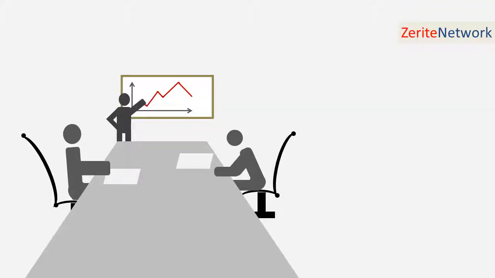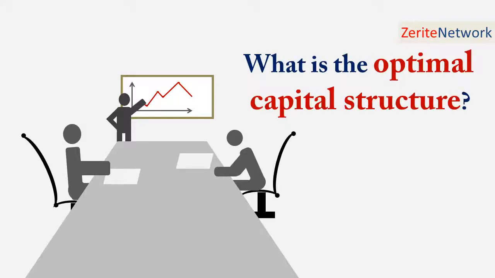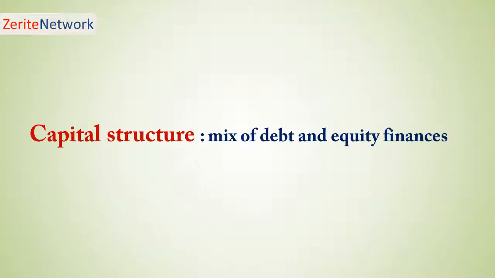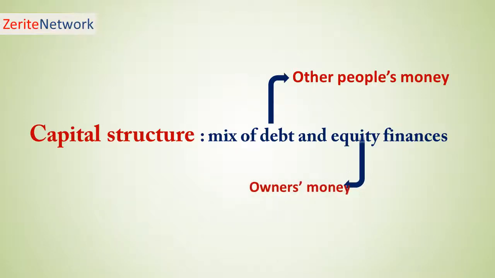When it comes to financing investments in a company, there is always the question of what is the optimal capital structure? Capital structure is simply the mix of both debt and equity finances. The thing is, firms generally obtain their funds from two sources. One, they can borrow from intermediaries such as venture capital providers and banks, or they can borrow from shareholders, that is, owners of the firm.